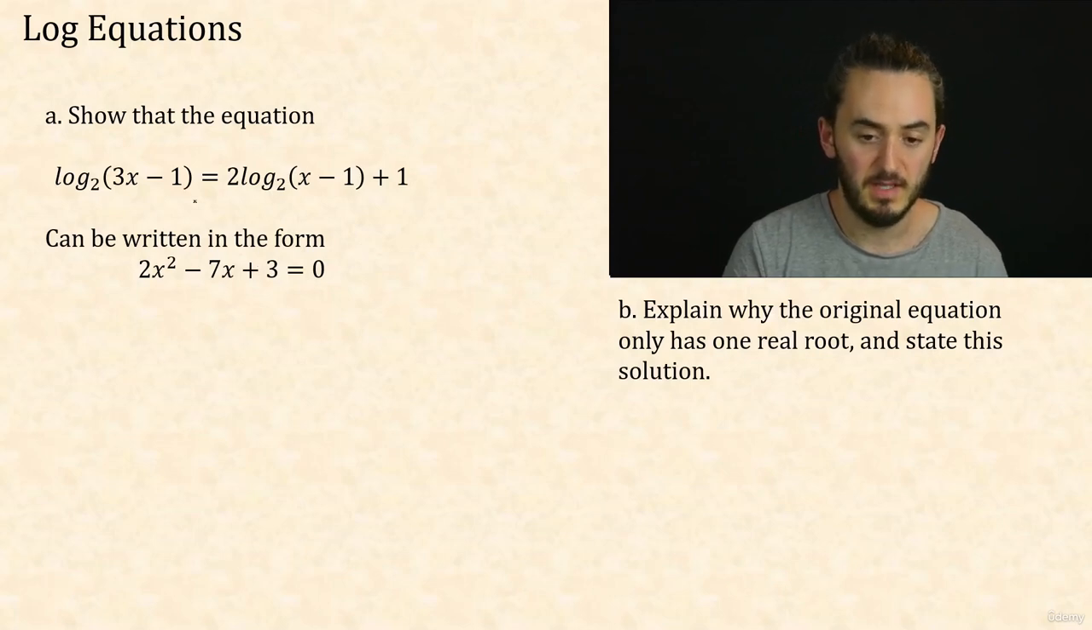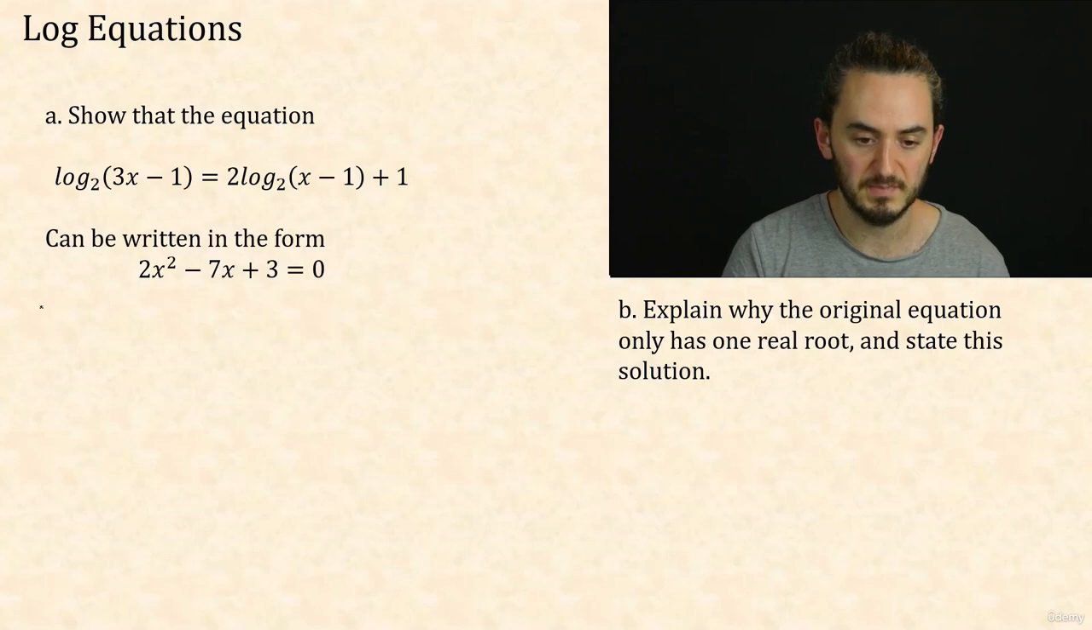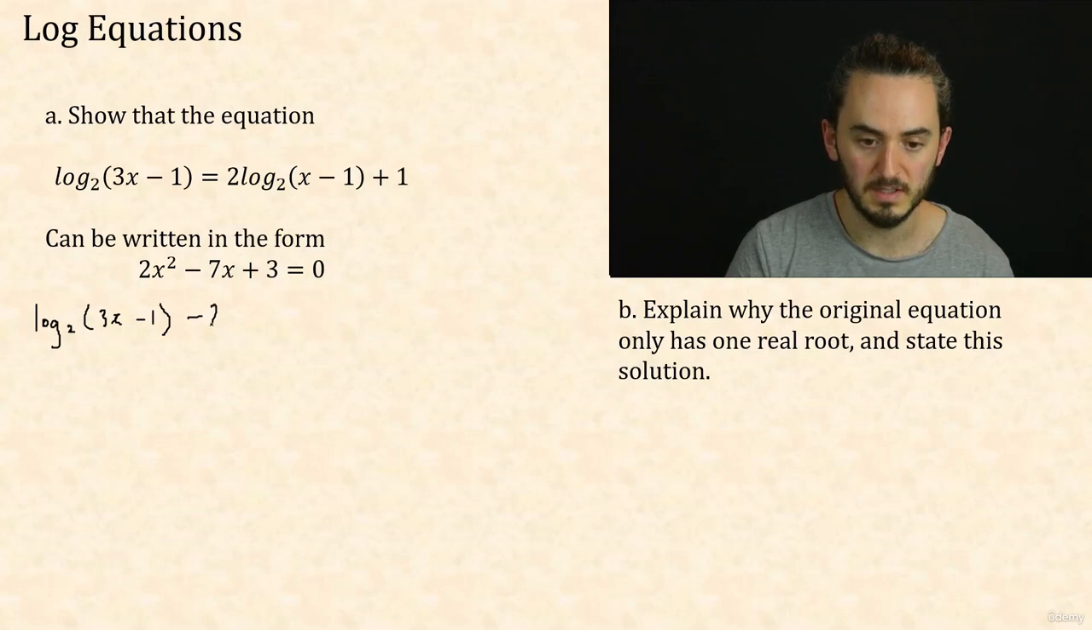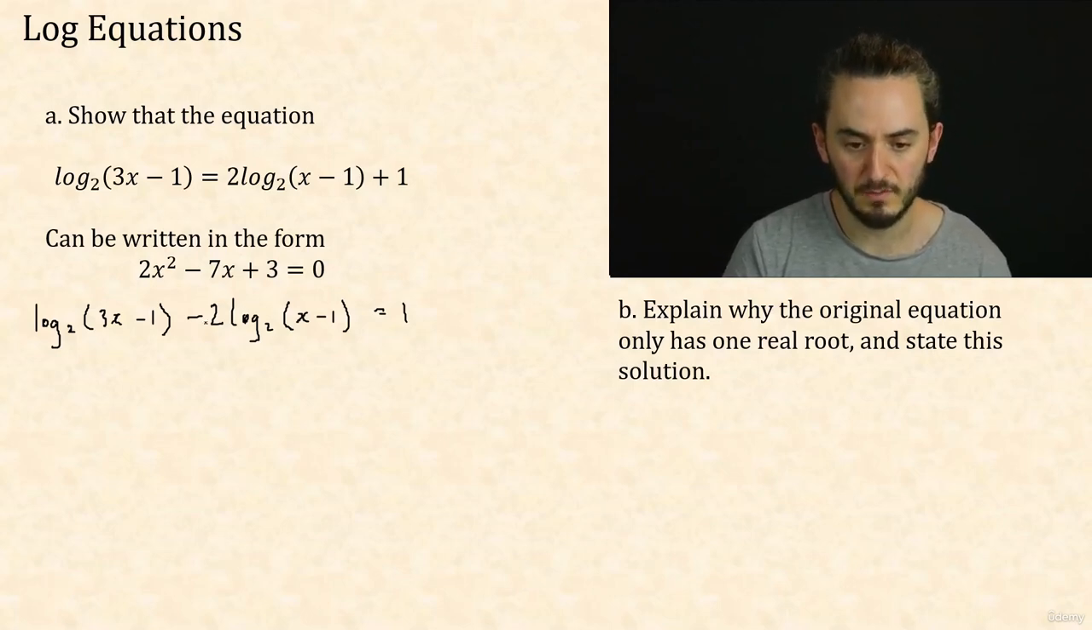Well, here's an equation with logs in, here's an equation without logs in, so let's just try to get rid of the logs. How do we do that? We need to combine these two logs together. First thing we better do is get them all on the same side. So that's log base 2 of 3x minus 1 minus 2 log base 2 of x minus 1 equals 1. Now, we can't use our division or subtraction law yet because there's this coefficient, but we can get rid of that coefficient.